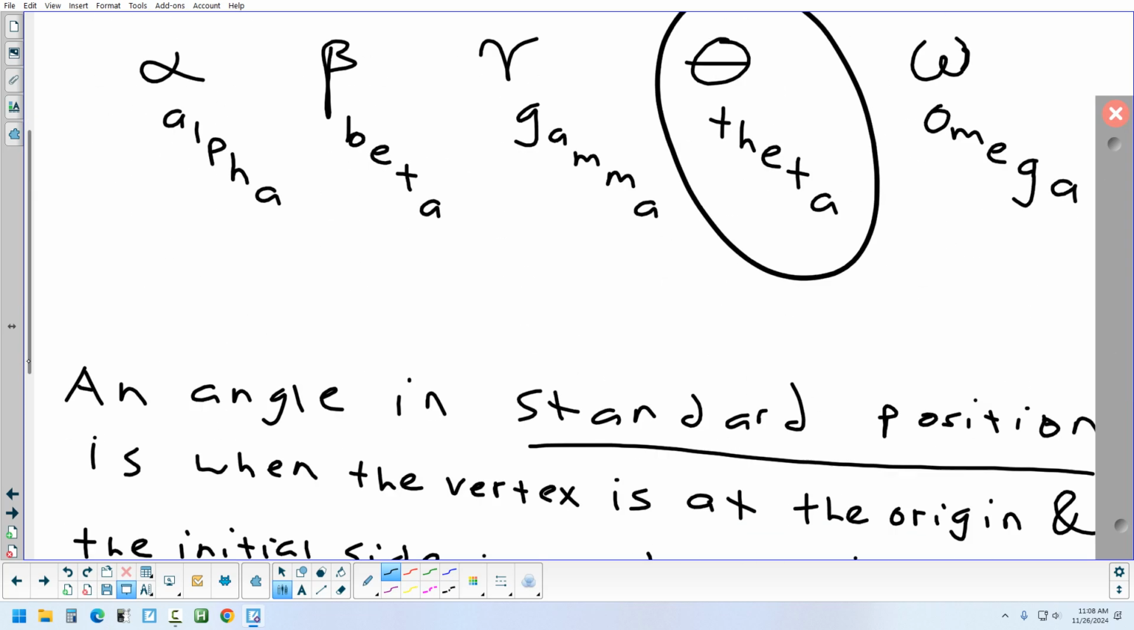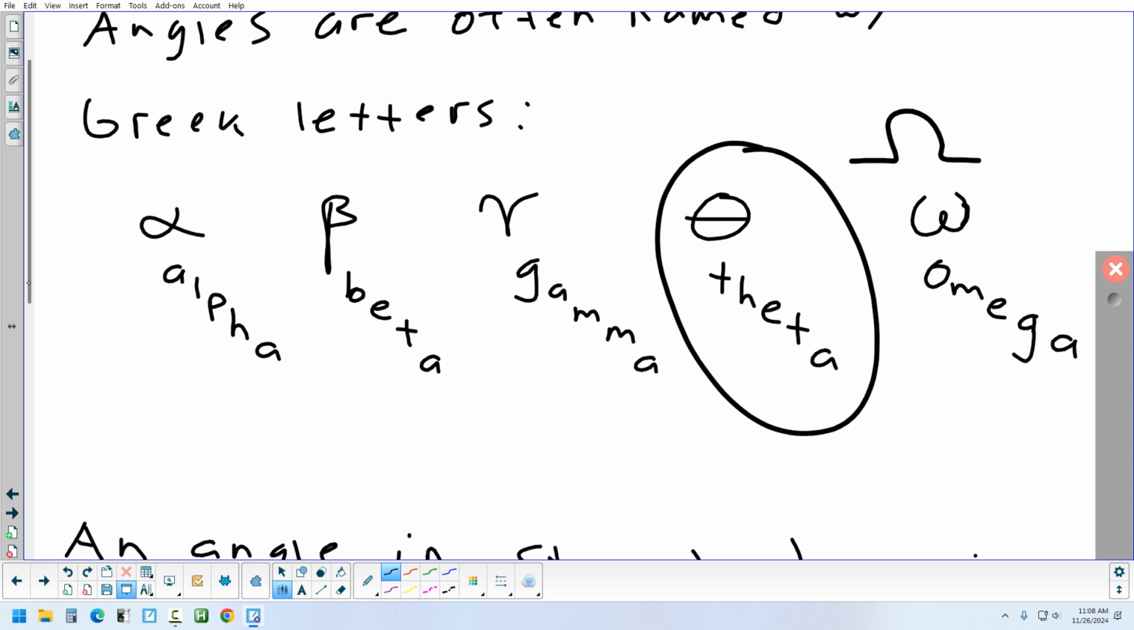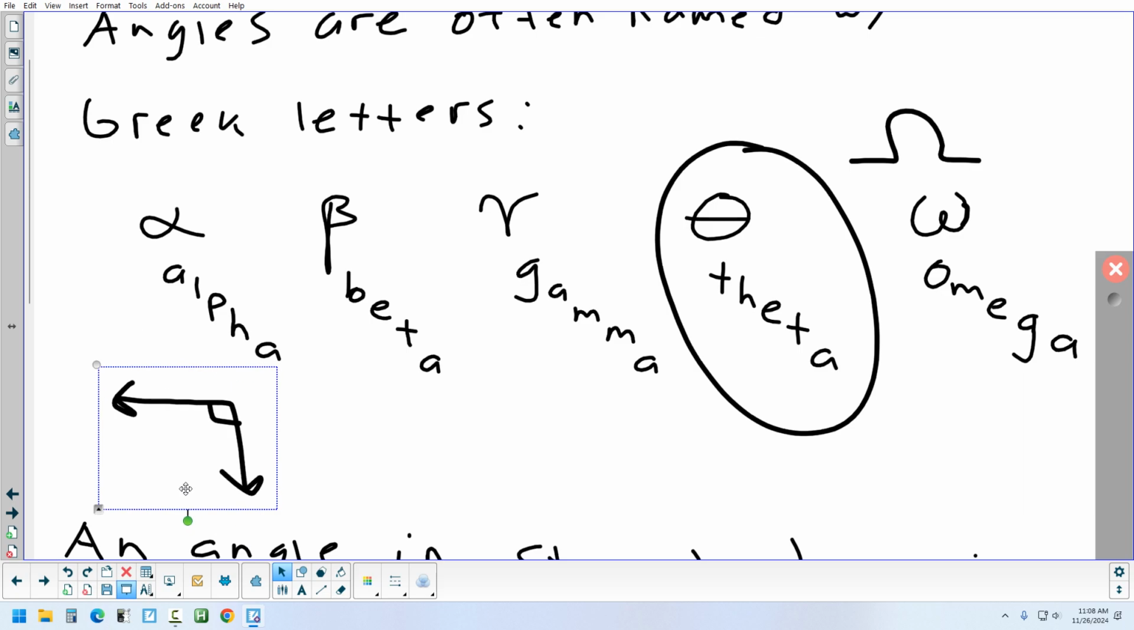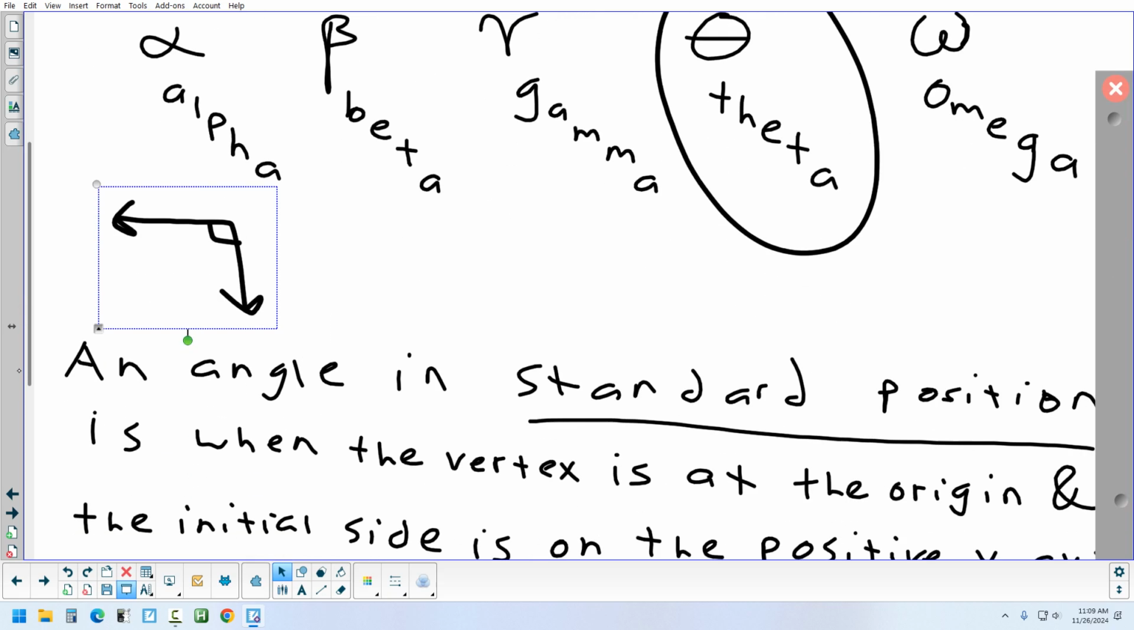Okay. So if I asked you to sketch a 90-degree angle, okay, some people might do it like that. That's a 90-degree angle. Other people might draw something like that. Is that still a 90-degree angle? Yeah, even though I rotated it, it's still 90.